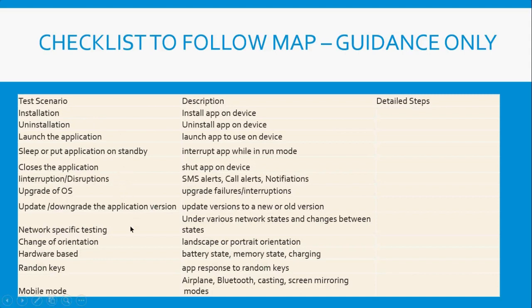Closing the app, upgrading the app, change of orientation, whether you have landscape or portrait orientation, downgrading the application version or upgrading it as well, and then changing the state of the application from different modes, maybe putting on the Bluetooth, screen mirroring modes and airplane modes and all that. So these are the various kinds of scenarios that you can test for a mobile application.